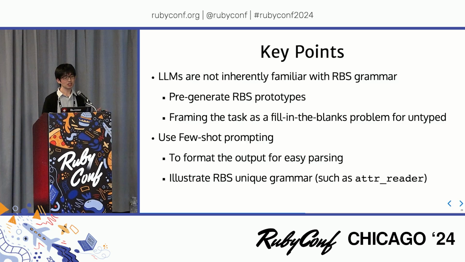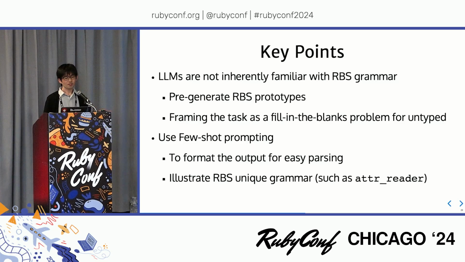LLMs are trained with huge amounts of data, but contain few definitions of RBS types. For this reason, LLM is not good at generating RBS type definitions from scratch. To address this, I provide an RBS template generated by the RBS prototype command. This defines the type inference problem as a fill-in-the-blank problem that replaces untyped in the template with concrete types.